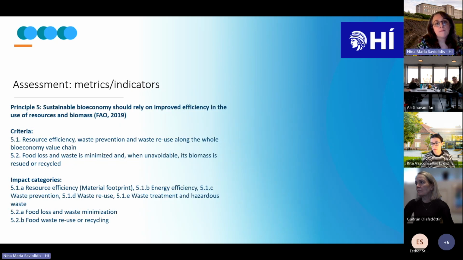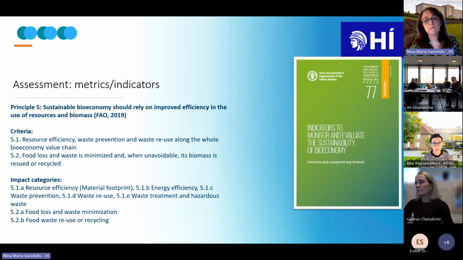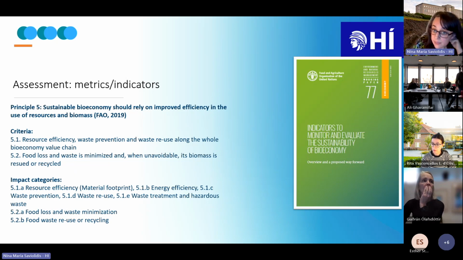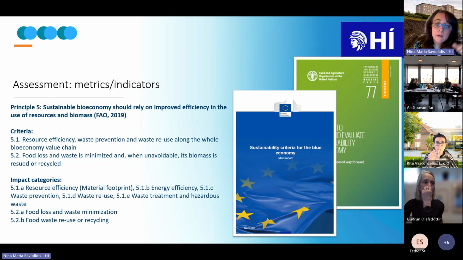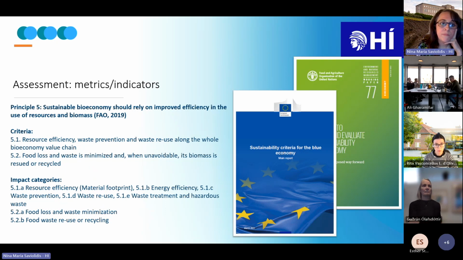So this was the first part of our project, to look at metrics. And we looked at this report mainly from the FAO, which is just general indicators for monitoring and evaluating the sustainability of the bioeconomy. And then we cross-referenced them with criteria for the blue economy from the European Commission, which was newly released when we were doing our study. I won't go into it in detail, but we chose a lot of indicators from these frameworks, and we cross-referenced them with the GRI, which is the framework that companies have been using so far. Of course, this is going to change now with the European Union.